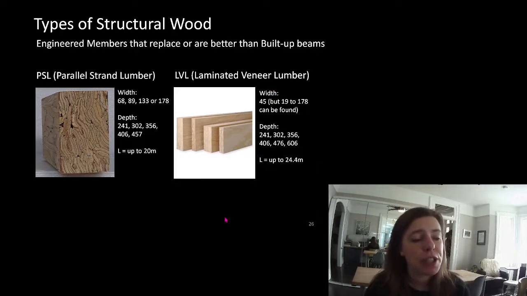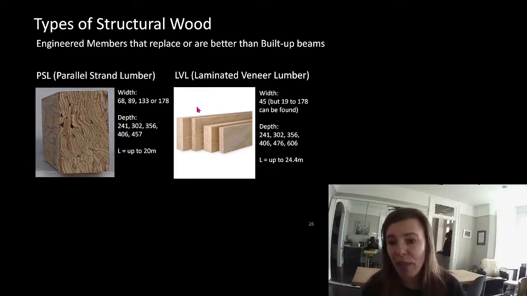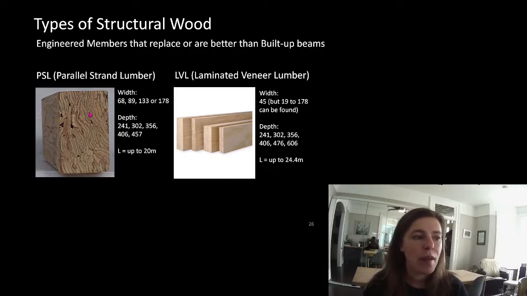The dimensions and availability of these always changes. These are very similar. They're almost the exact same. One is stronger and one is stiffer. Pain in the butt. I have found that if I specify LVL, coincidentally, the contractor will call up and say, nobody uses LVL, we only use PSL, this is ridiculous. But they're not exactly the same, so I still have to check it. Does the strength and stiffness still work with this change?